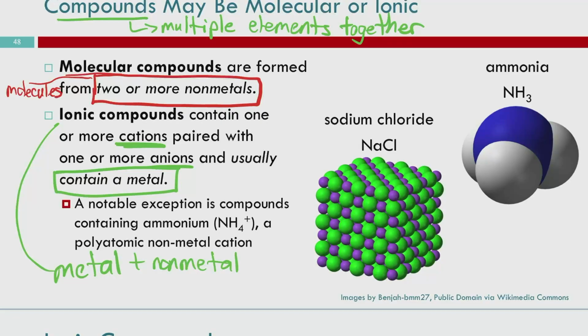As a reminder, in case you don't have perfect retention from last lecture, I'm guessing that's most of you, cations are positively charged. Anions are negatively charged. So we'll have positively charged ions and negatively charged ions. Those cancel each other out. And we're typically going to have a metal in there as well. So sodium chloride would be an example of an ionic compound. We've got sodium, which is a metal. We also have chlorine, which is a nonmetal.